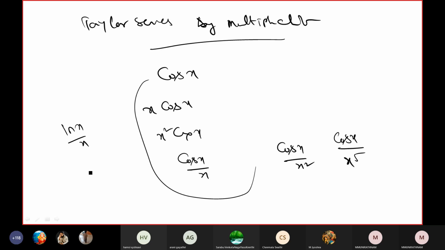Things like e power x by x square, all these we can easily do by multiplying or dividing. Okay, so likewise you can find the Taylor series by multiplication or by substitution. Okay? Any doubts please?